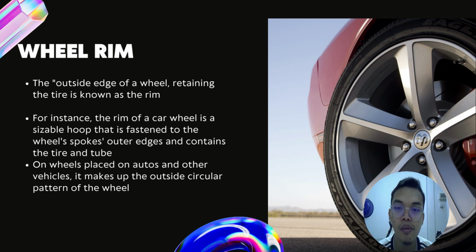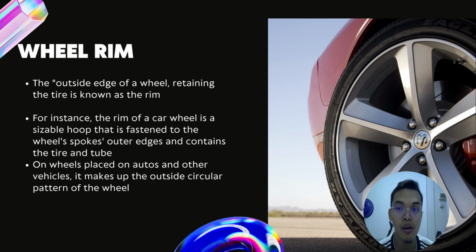A rim is an important component for a vehicle. Rims provide leverage and reduce friction when the vehicle is moving. They are very essential for all automobiles, including commercial and passenger vehicles. For instance, the rim of a car wheel is a sizable hoop that is fastened to the wheel spoke's outer edge and contains the tire and tube.